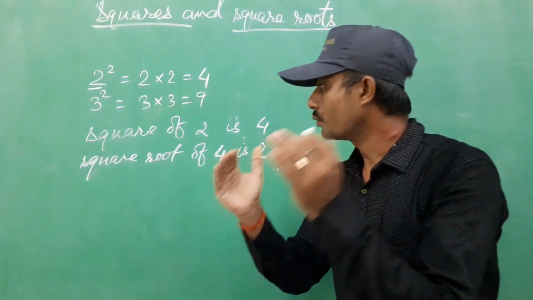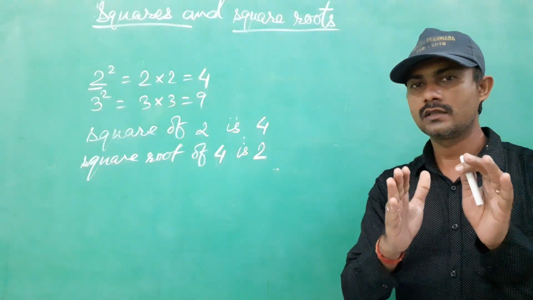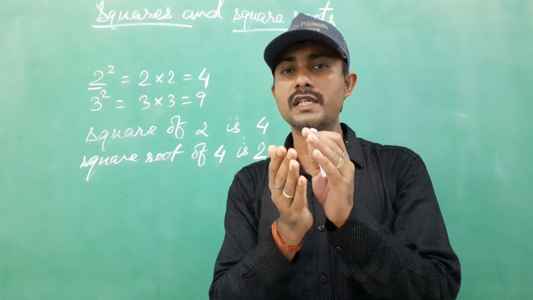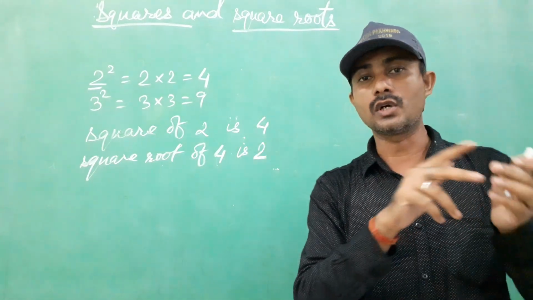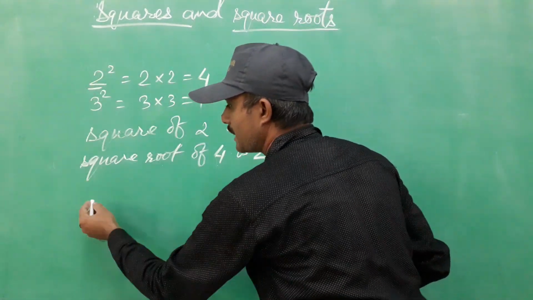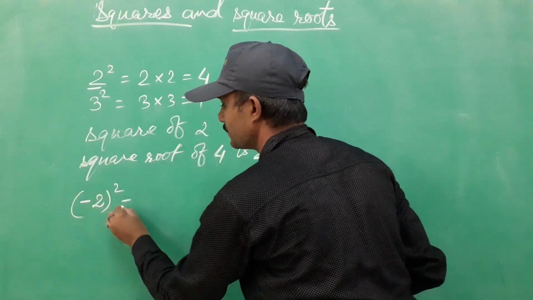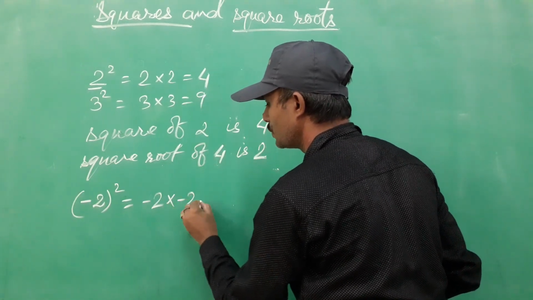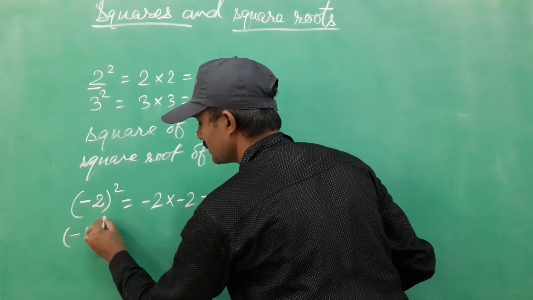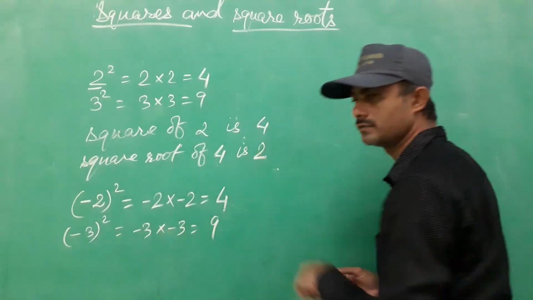Now we have the symbol for square root, but still many have confusion about how to get a square root, whether it is positive or negative. Just look at the condition also. Now I am explaining the same thing with negative numbers. Minus 2 square, minus 2 into minus 2, again 4. For minus 3, 9.